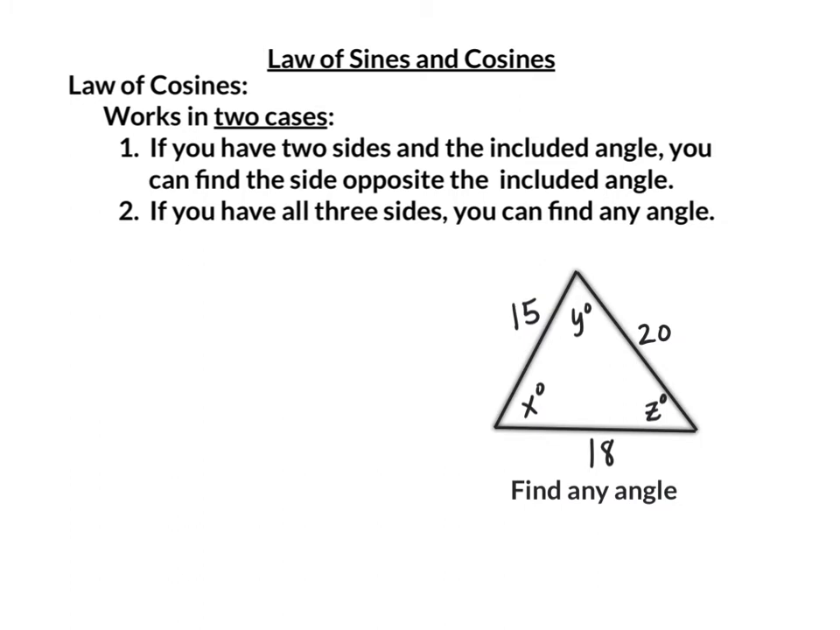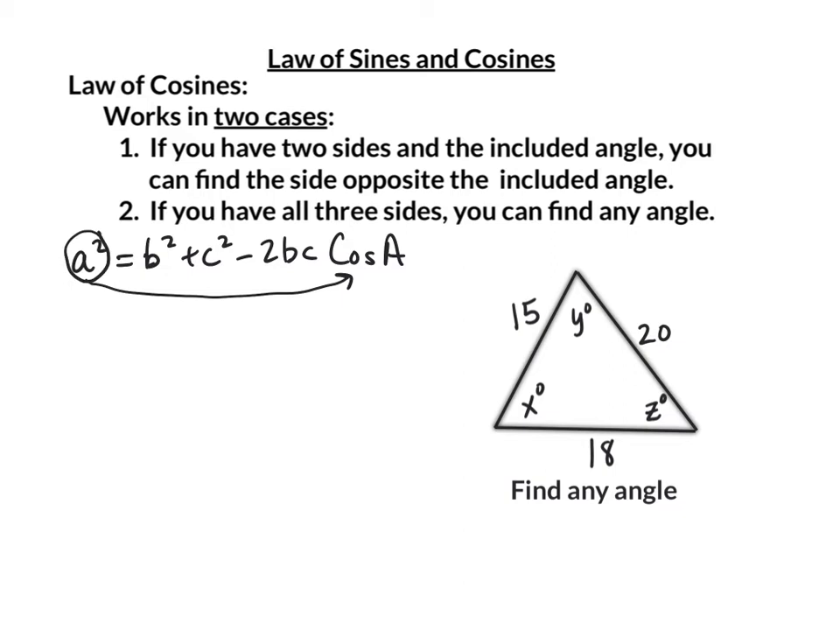Here is one more example of law of cosines, which is a squared equals b squared plus c squared minus 2bc cosine of A, where little a, the side, is opposite angle A. I'm going to pick one angle randomly, and I just need to remember that the side I start with and the angle I end with need to be opposite each other. So if I'm going to find x, that means I have to start with the 20.